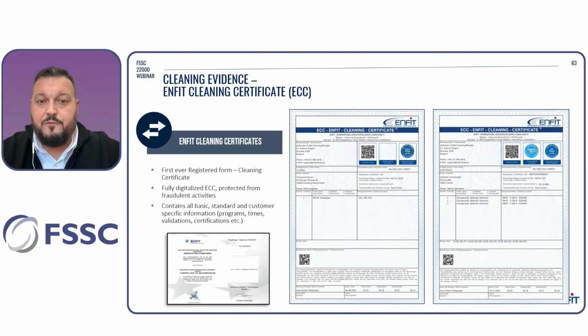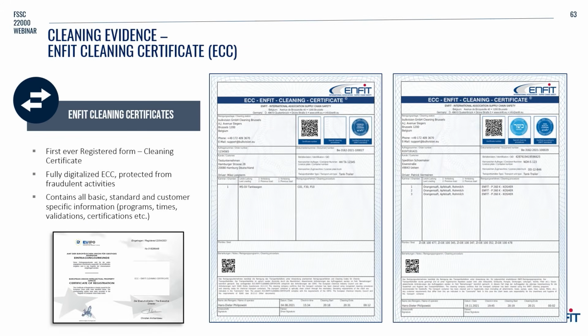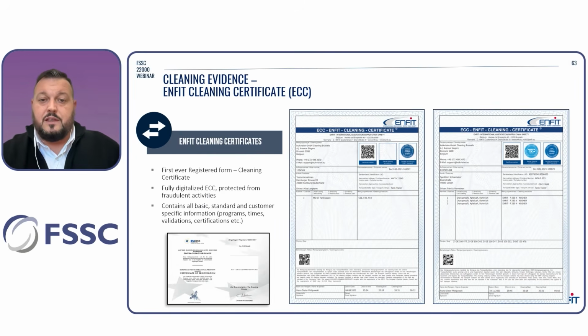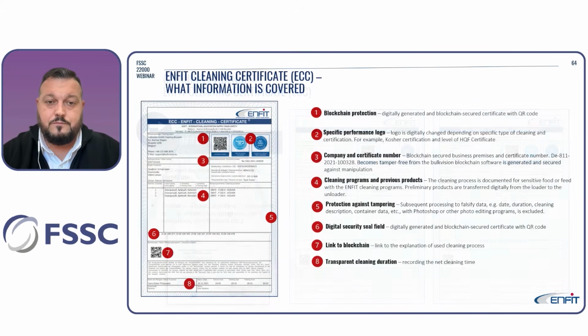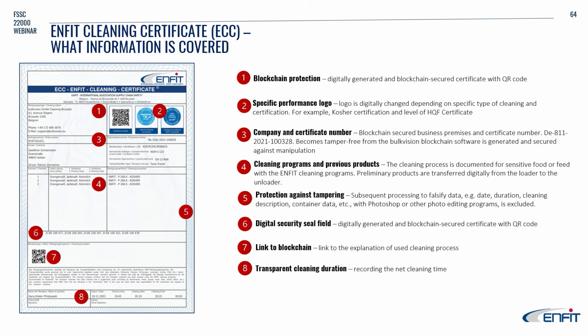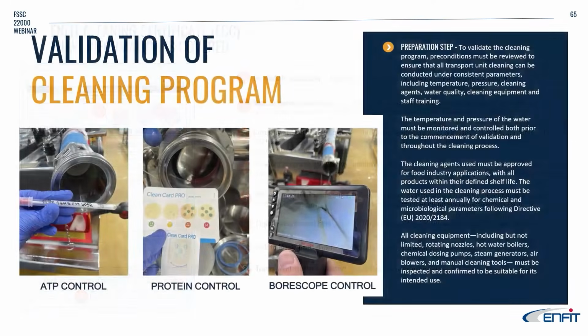Of course, this is followed by ENFIT cleaning certificates, and these are digitized and have all the data you need: about the previous load, about the actual program that was used, and about the procedures that were applied. It is connected with the seal numbers, so that you can also prevent potential fraudulent activities with the documentation and also potential sabotage or contamination of the products. Okay, this is just short information on what is on the ENFIT cleaning certificate, which you can also find on our website. We can go to the next slide.